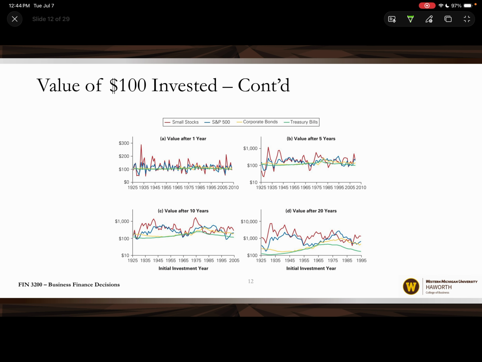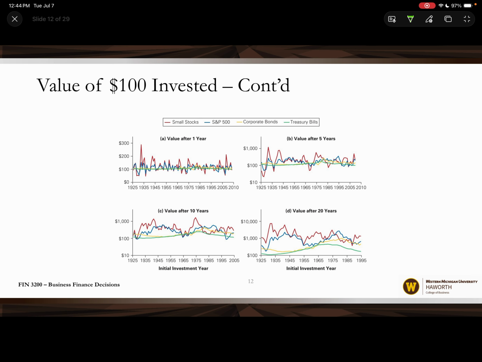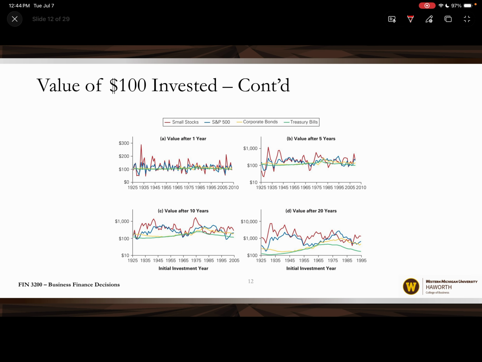So this, we'll stop after this slide. Okay, so this slide shows you what I just mentioned, basically. The way to read this slide is we have 4 panels, right? So the same types of securities: small stocks, S&P, corporate bonds, and government bonds. Okay, risky to safe.